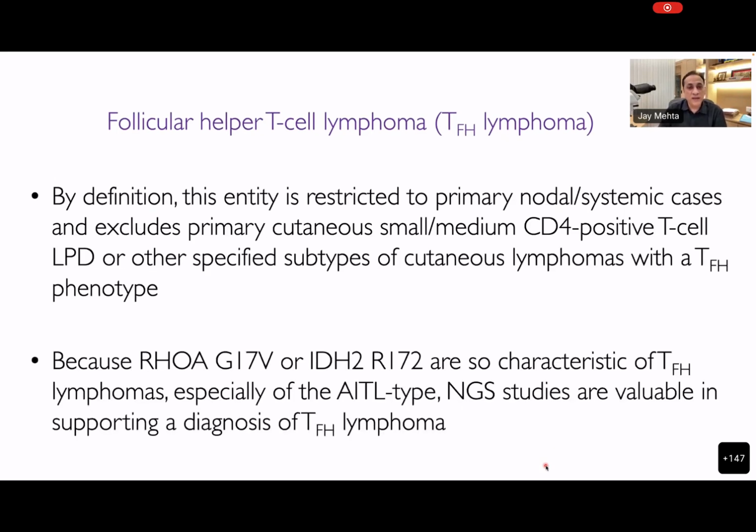By definition, this entity is restricted to primary nodal or systemic cases and excludes the cutaneous variants. Now, because of these 2 point mutations, that's RhoA G17V and the IDH2 R172 point mutation, which are very characteristic of TFH lymphoma, NGS studies are quite valuable in supporting a diagnosis of TFH lymphomas. There are antibodies available to IDH2 R172. I haven't used it, so I have no personal experience of those antibodies.